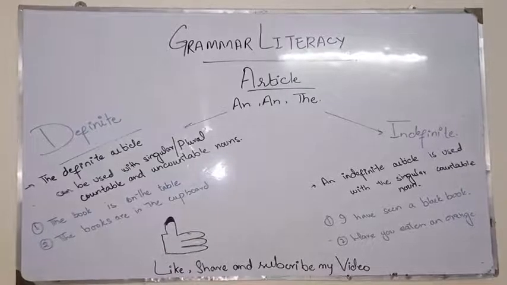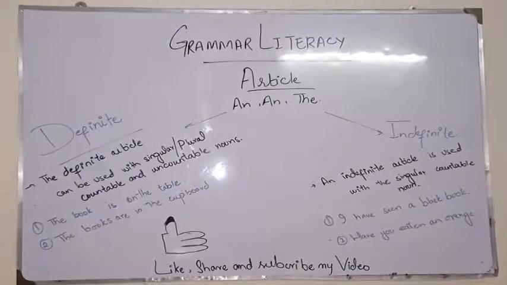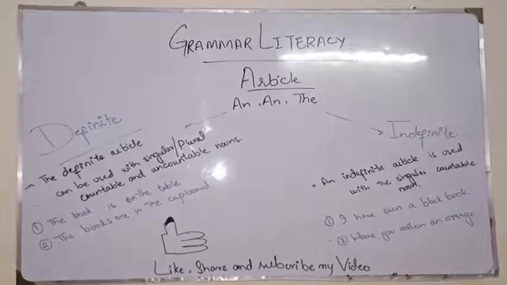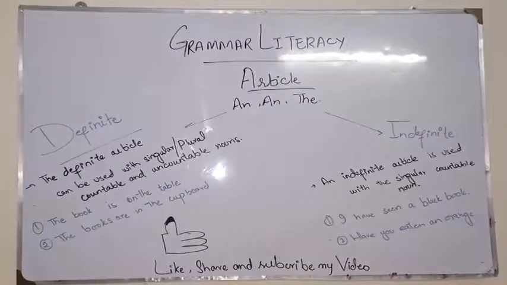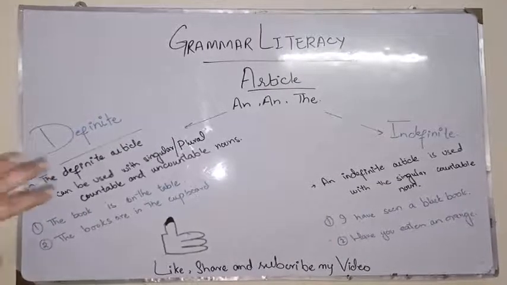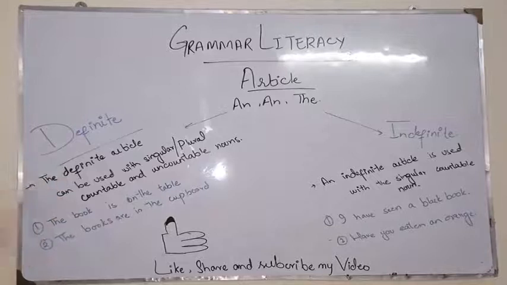Alright, now we are going to deal with the next thing, that is we are going to talk about how these definite and indefinite articles are going to deal with the nouns. First of all, it's written right over here, the definite article can be used with singular, plural or plural countables and uncountable nouns. First of all, discuss the countable nouns. What are the countable? We can count them.